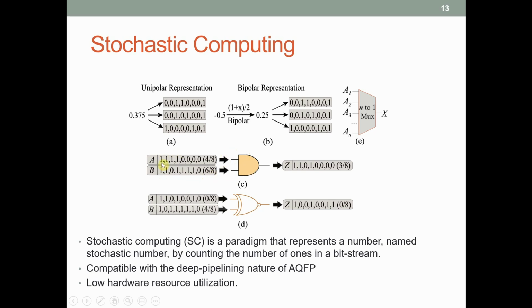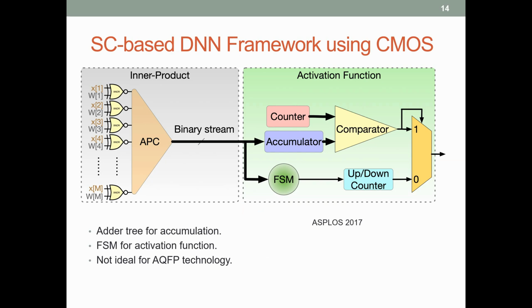So you can see this kind of stochastic computing uses independent bits in each clock cycle, and it also has a very small hardware footprint. Each clock cycle is independent of the previous clock cycle. So this structure is very compatible with the deep pipelining nature of the AQFPs, and the control is much simpler. Although the AQFP has a deep pipelining nature, it also has very low hardware resource utilization, which is also suitable for the AQFPs.